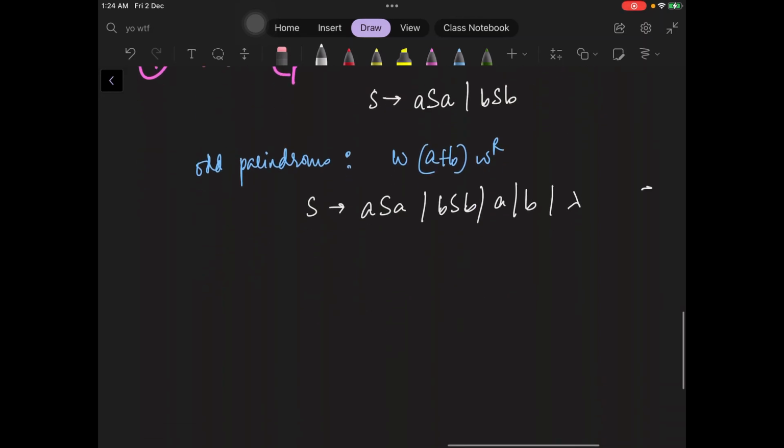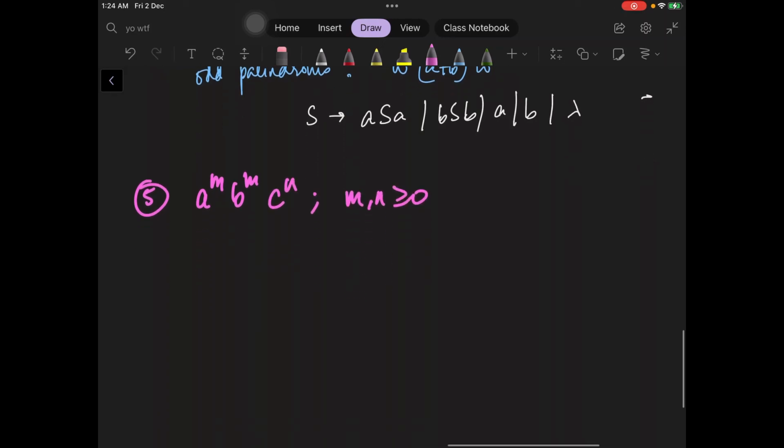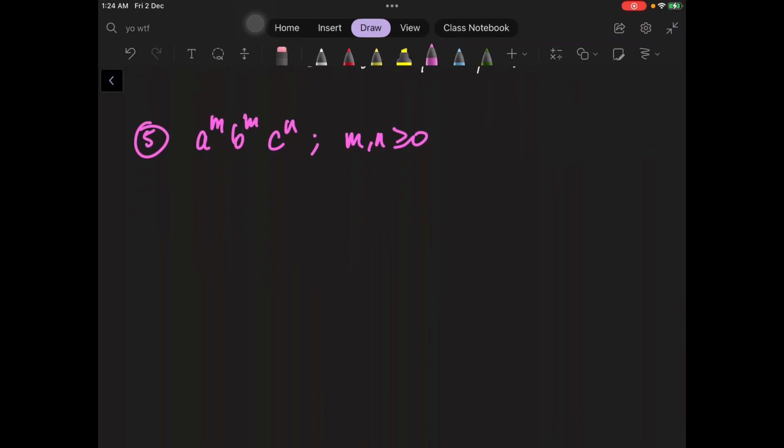So just the last example before we wrap up. Let us take a raised to m, b raised to m, c raised to n such that m comma n is greater than or equal to 0. So in this they want us to figure out that a and b, let's take n is equal to 1, and say n is equal to any random number. All they want us to do is to have the same number of A's and the same number of B's, and they don't really care how many C's are present.